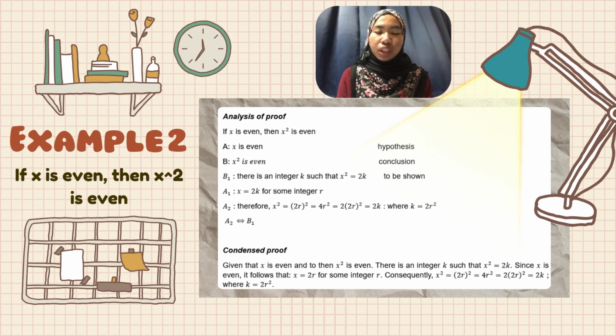Next, example 2. If x is even, then x squared is even. A: x is even, because we get it from the hypothesis. B is x squared is even, from the conclusion. B1: there is an integer k such that x squared equals 2k. That is what we want to be sure of. A1: x equals 2r for some integer r. A2: therefore, x squared equals (2r) squared equals 4r squared equals 2(2r squared) equals 2k, where k equals 2r squared. So, A2 equals B1.